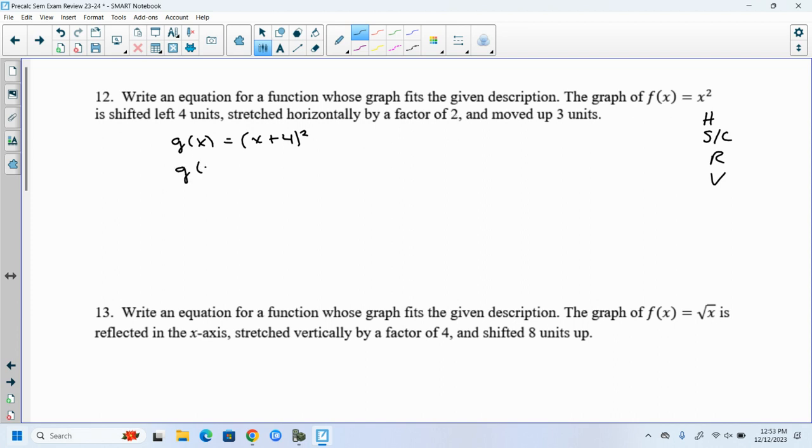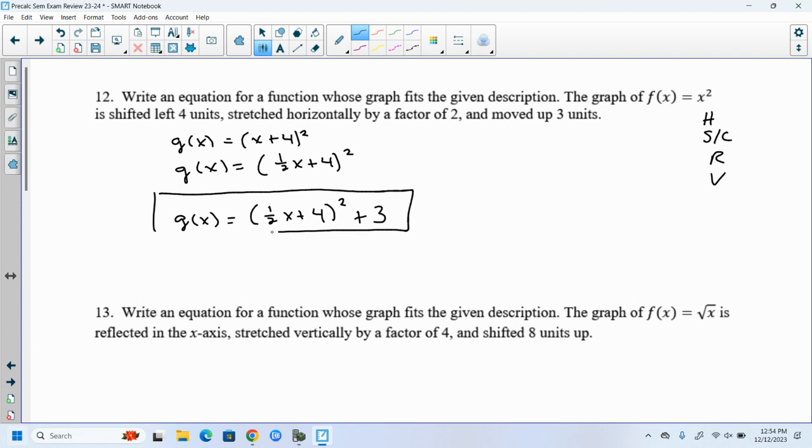So then that will be 1/2 will go with the x inside the parentheses, plus 4 and then squared, and now it's moved up 3 units. So that's going to be g of x equals 1/2 x plus 4 quantity squared plus 3. And that will be my final answer for that.